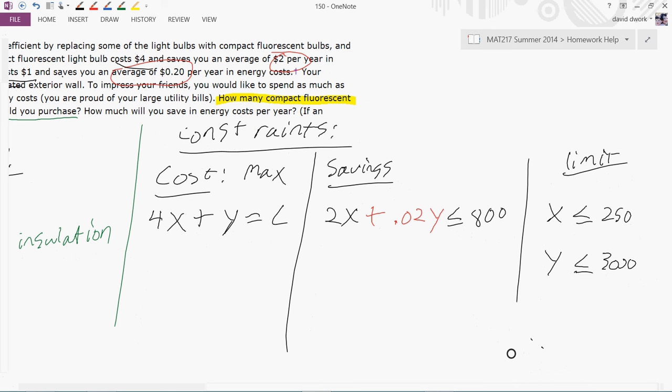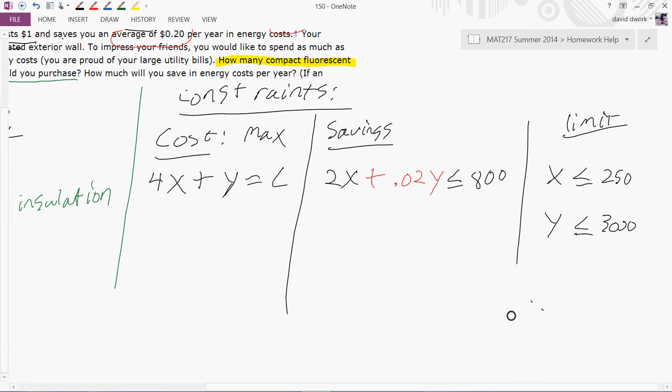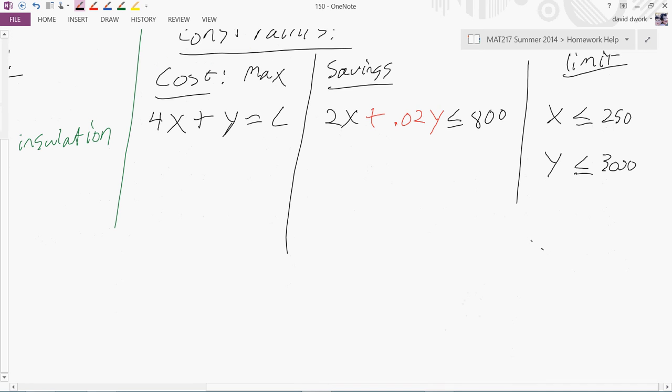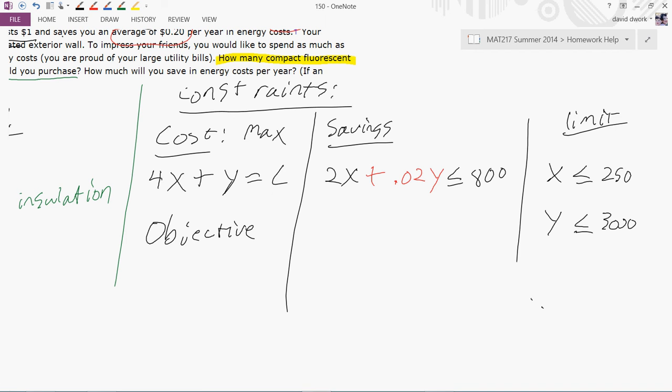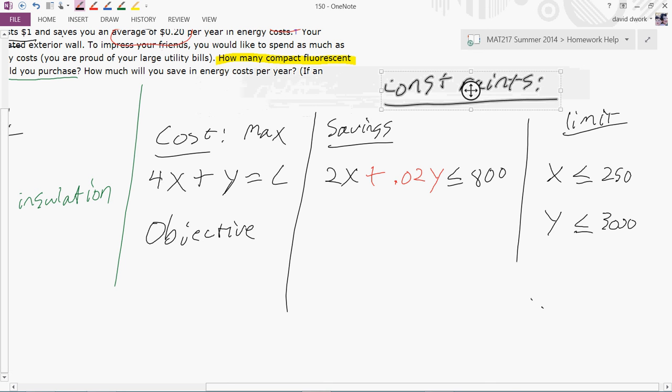I'm guessing usually where students have a hard time is the setup, because you're on problem 11, so you've already figured out 1 through 10. You've got the algorithmic portion down. Now it's the word problem setup type stuff. Since the cost is what we're trying to maximize, this would be our objective equation, and the other two would be our constraints, the things that are limiting us. These things over here are our constraints. There's our objective.